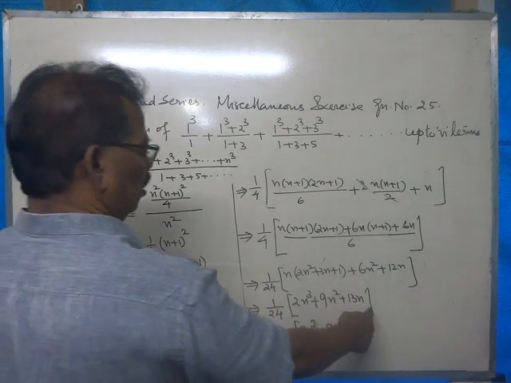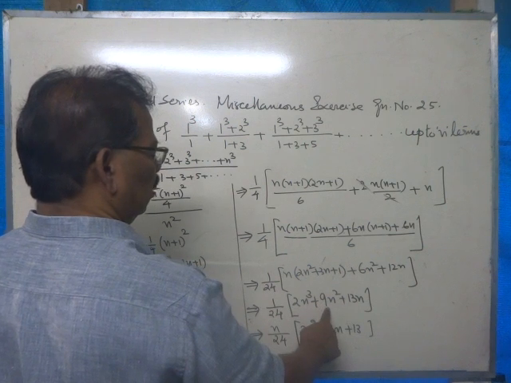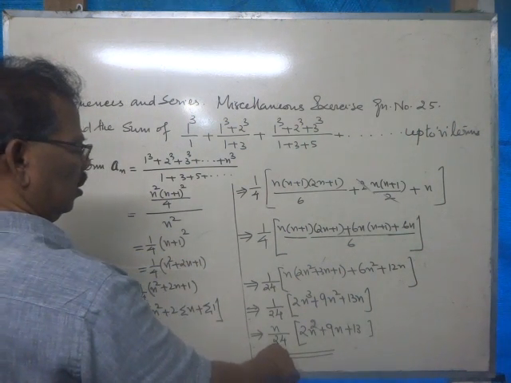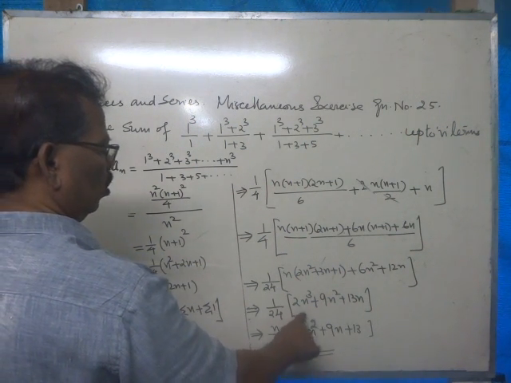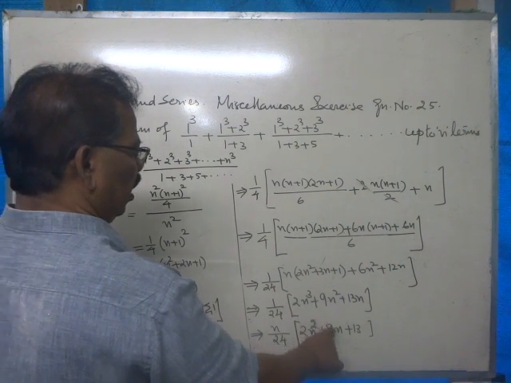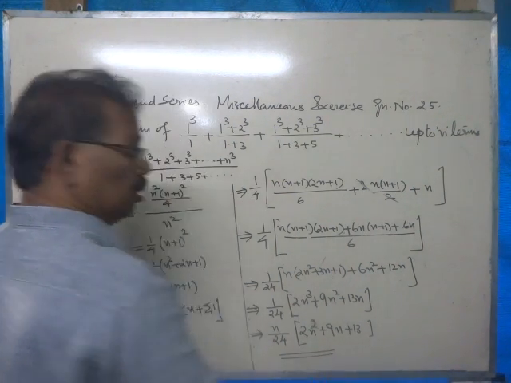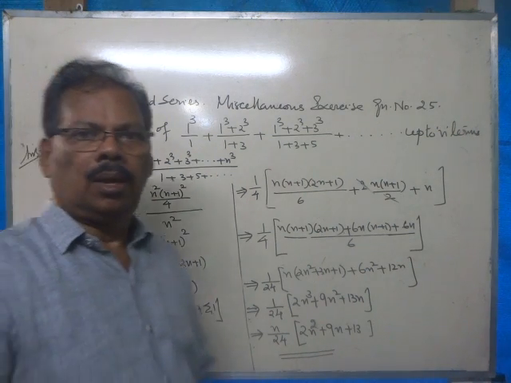Now n is a common factor, that is put outside. Therefore, n by 24 into (2n square plus 9n plus 13). This is the final answer.